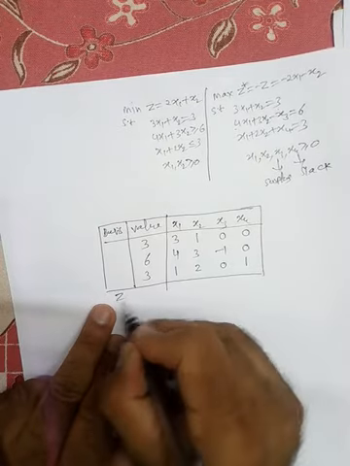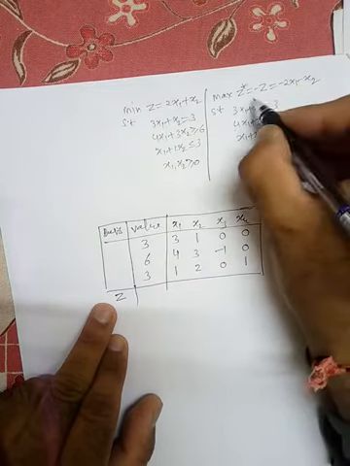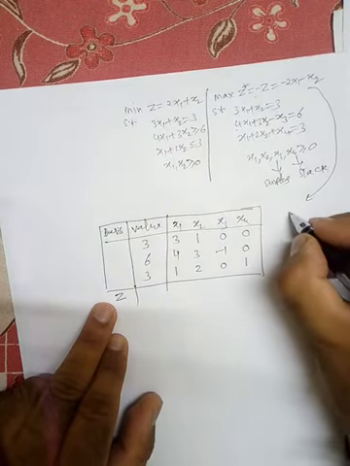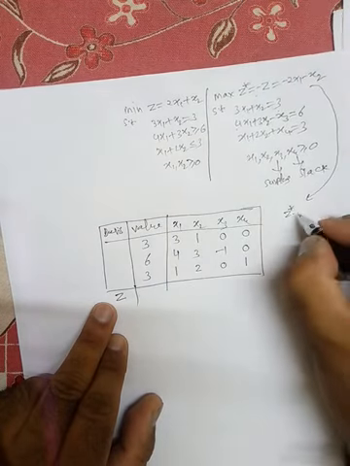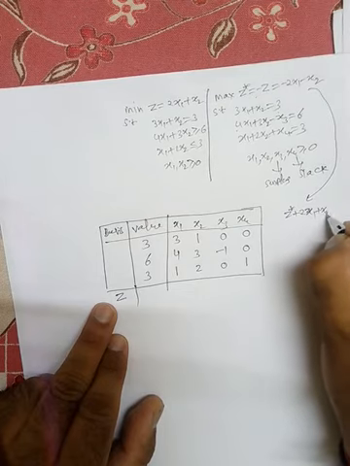Now write down the objective function. This is further rewritten as z star, we take this to the other side, so this will be z star plus 2x1 plus x2 equal to 0.